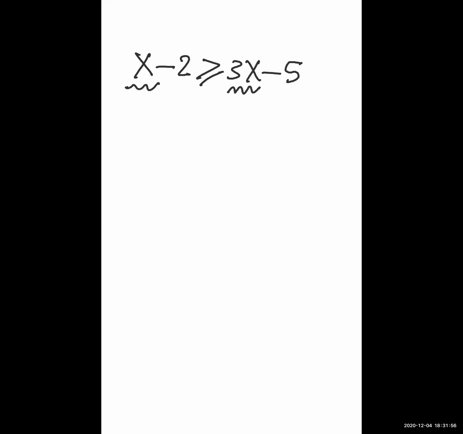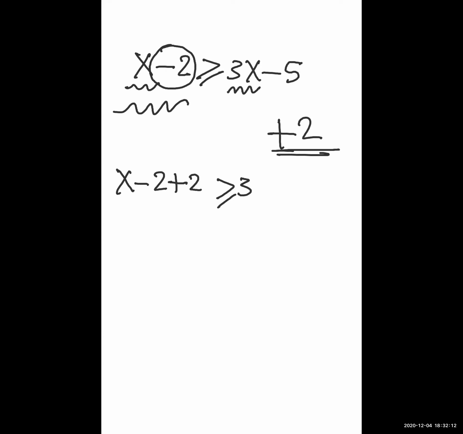So first I will use this side. Now x minus 2. I want to remove this negative 2, so add 2 to both sides. So x minus 2 plus 2 greater than or equal to 3x minus 5 plus 2. So in this case, x greater than or equal to 3x minus 5 plus 2, which means negative 3.